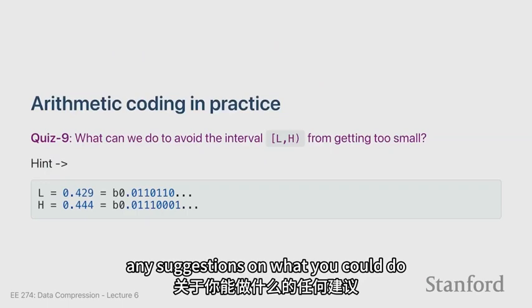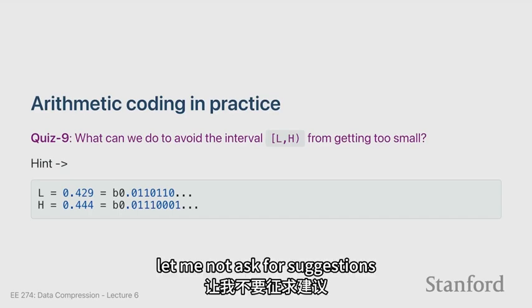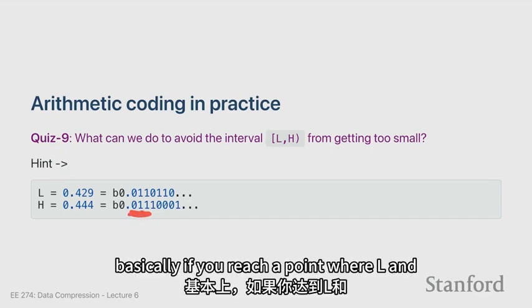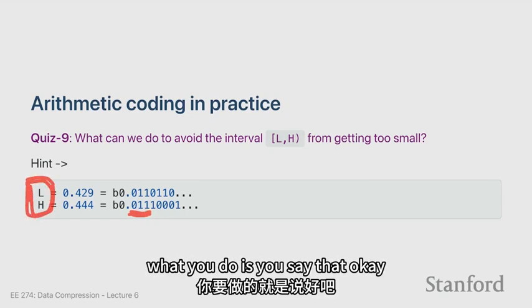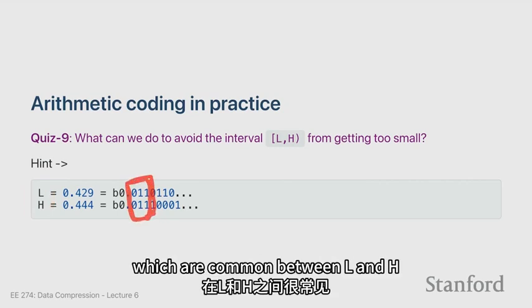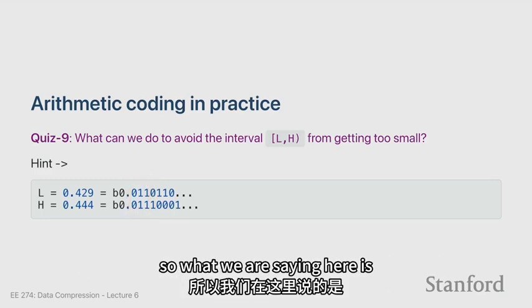Any suggestions on what you could do? Let me not ask for suggestions, let me tell you what you do. If you reach a point where L and H have become very close, and you have any initial digits which are common between L and H, you release those bits.